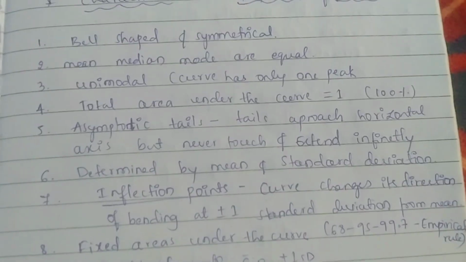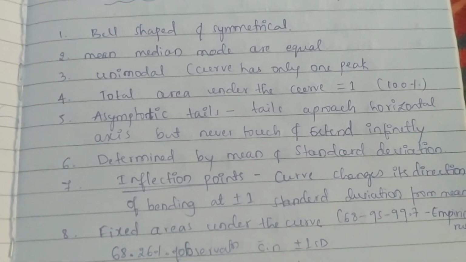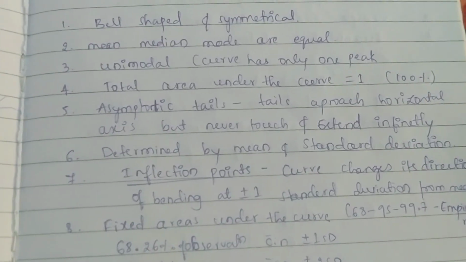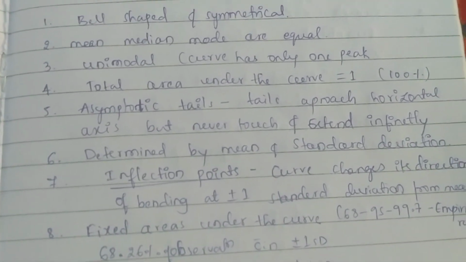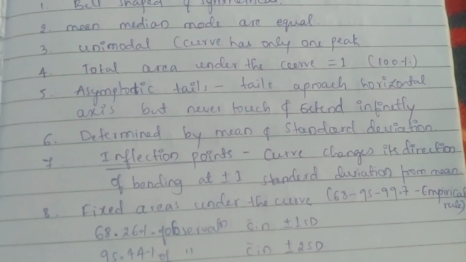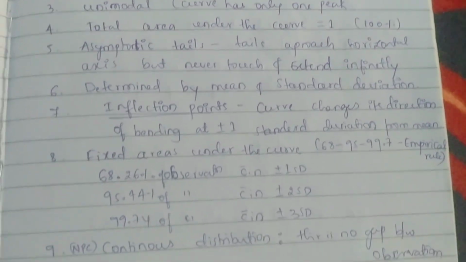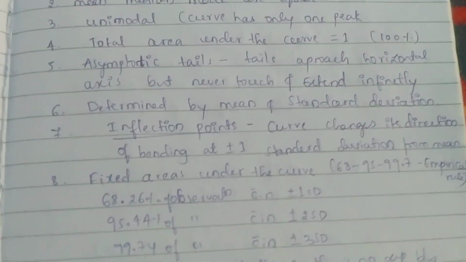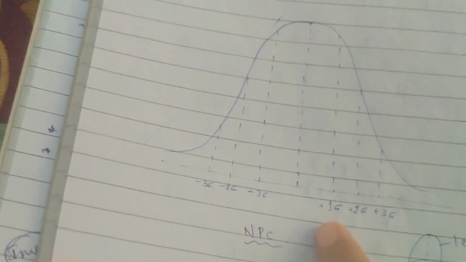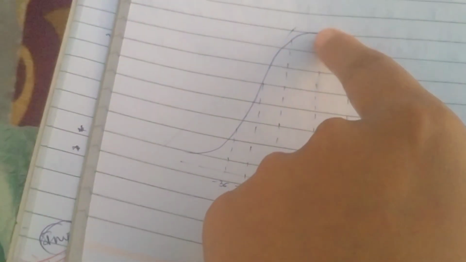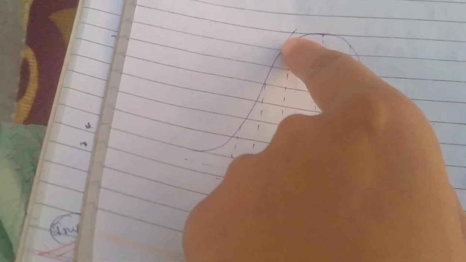Next, we'll discuss how the curve is determined by mean and standard deviation. Our normal probability curve is determined by the mean and standard deviation. In fact, at the inflection points, the curve changes its direction of bending at plus or minus 1 standard deviation from the mean. So this is our mean, this is plus 1 standard deviation, and this is minus 1 standard deviation.